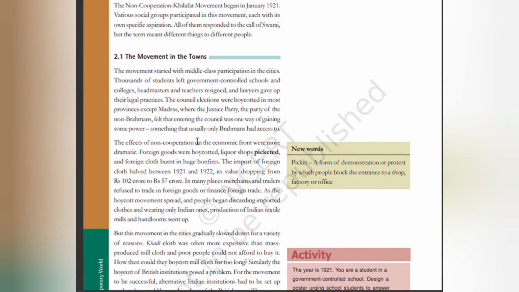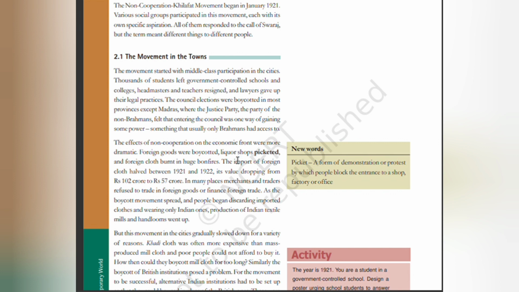The movement in the towns. The movement started with the middle class participation in the cities. Thousands of students left government-controlled schools and colleges, headmasters and teachers resigned, and lawyers gave up their legal practice. The council elections were boycotted in most provinces except Madras, where the Justice Party, the party of the non-Brahmins, felt that entering the council was one way of gaining some power, something that usually only Brahmins had access to.